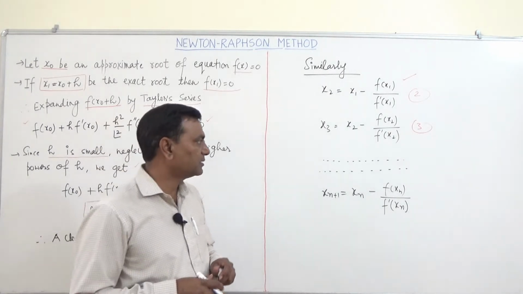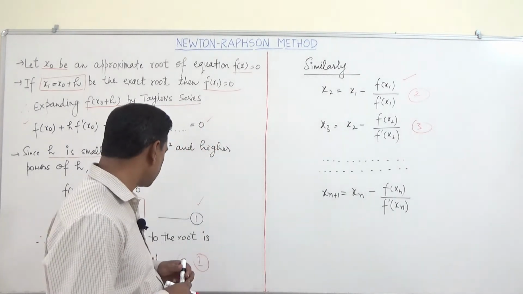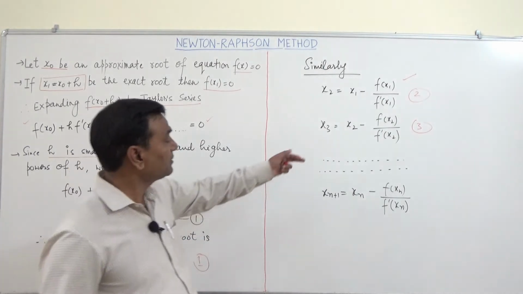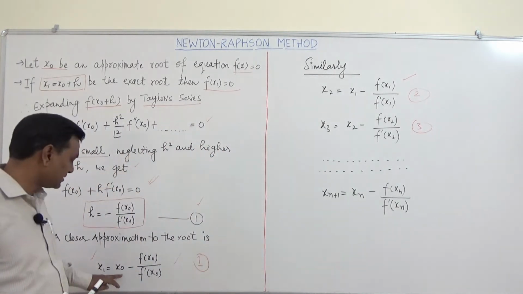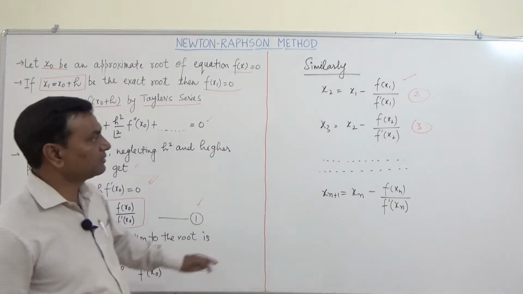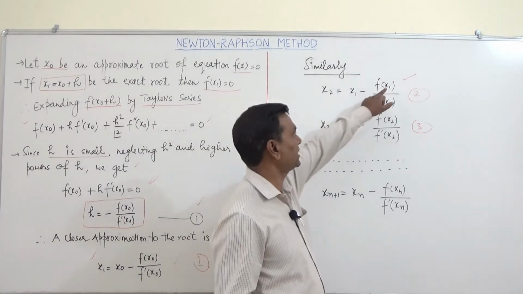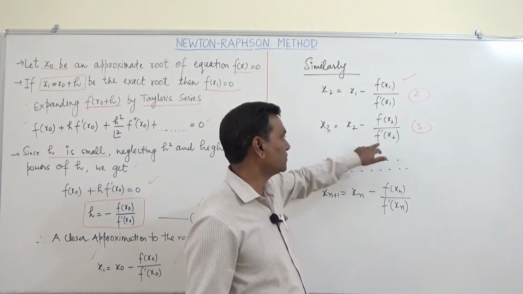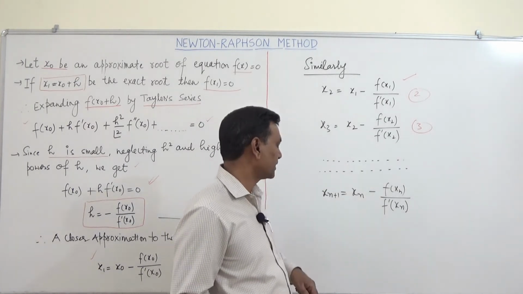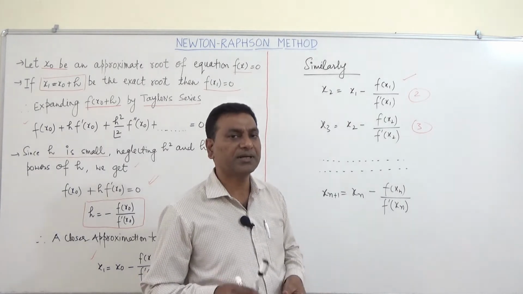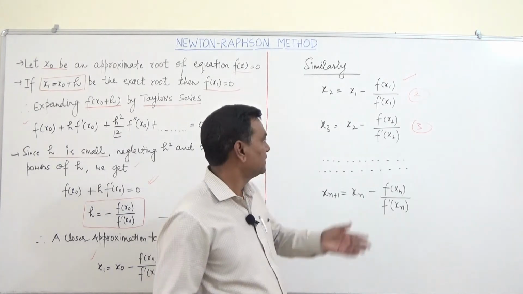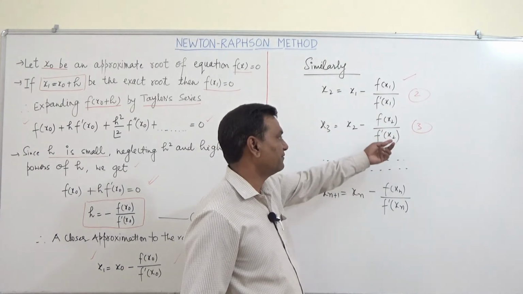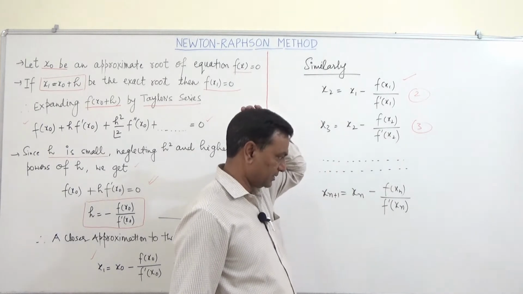One thing is common here: when we are finding these roots, if we are finding x1, then this is x0, x0, x0. If we are calculating x2, then this is x1, x1, x1. If we are calculating x3, then x2, x2, x2, and so on. Similarly, if we want to find the value of x4, then x4 equals x3 minus f(x3) divided by f dash x3, and so on.